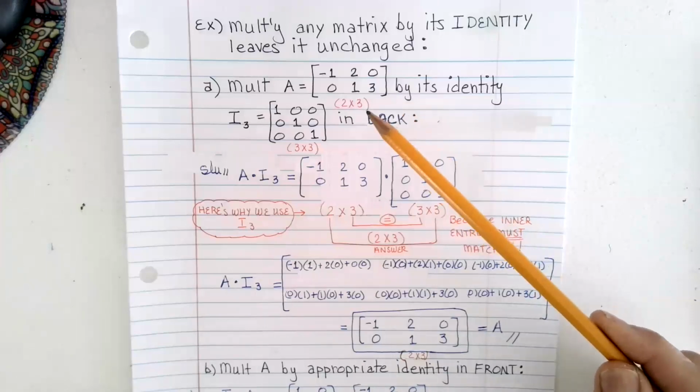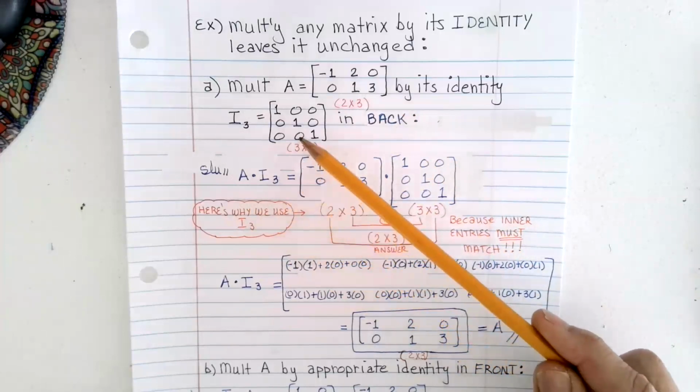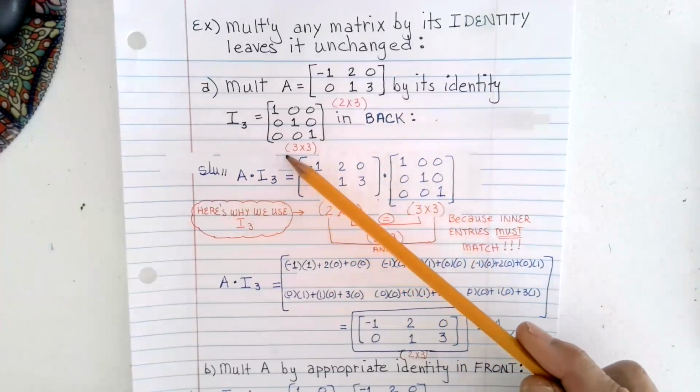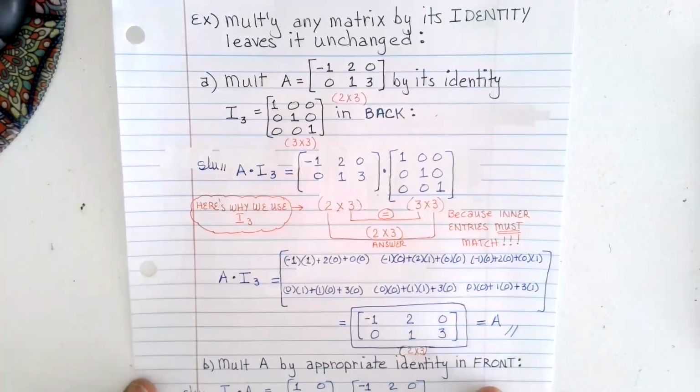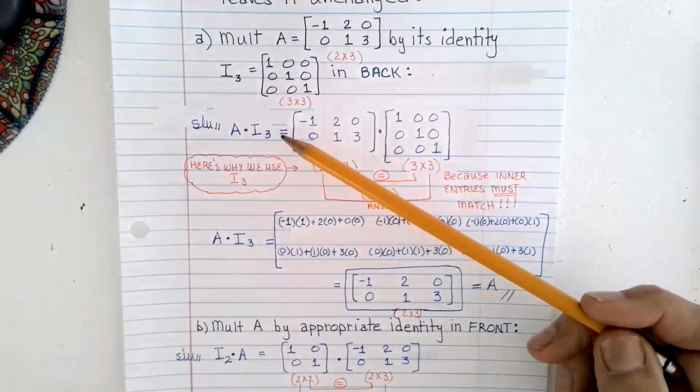So what we're going to do is a right multiplication by identity to this matrix. Since we're going to multiply it on its right, we have to use the 3 by 3 identity. Why is that? Why do we have to choose I sub 3, the 3 by 3 identity, in order to do this right side multiplication?